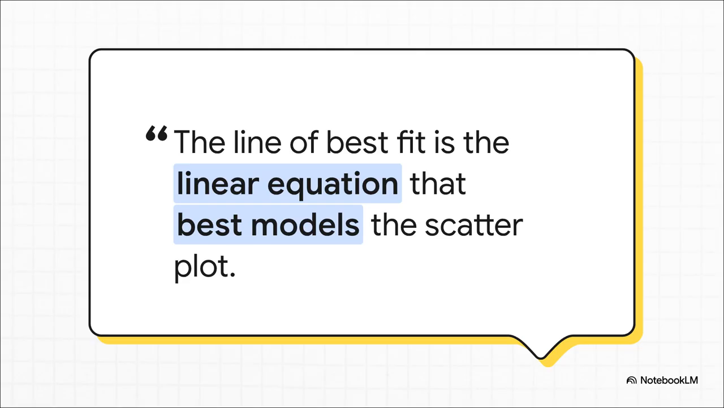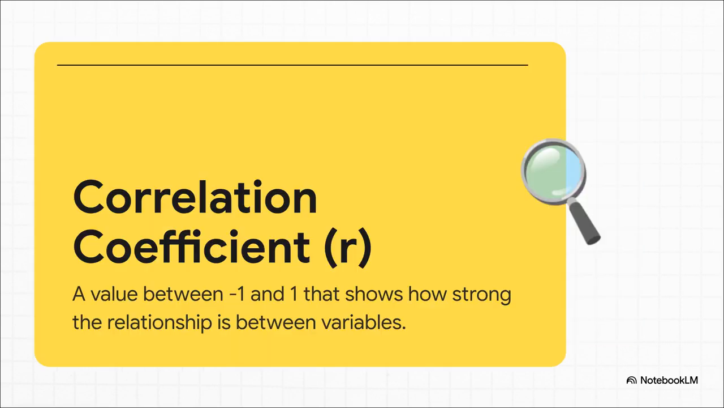It's not just a guess. It's a precisely calculated trend that gives us a really reliable model to work with. So how do we know how well our line actually fits the data? For that, we get a score. It's called the correlation coefficient, or we can just call it R. This one single number tells us exactly how strong the relationship is and what direction it's going in.